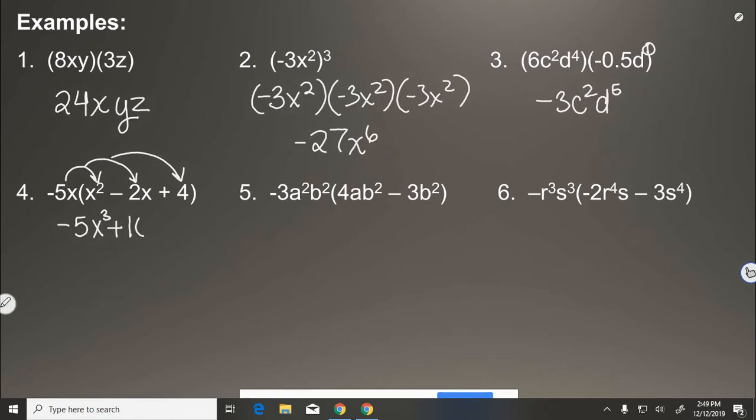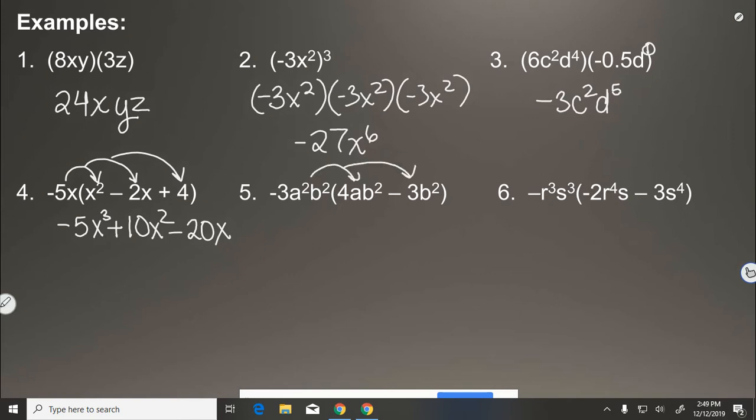5 times 2 is 10. X times x is x squared. Then negative 5 times positive 4 is going to be negative 20x. And just a reminder with that one, that's a trinomial with a lead coefficient of negative 5 and a degree of 3. Next one, we do the same thing.